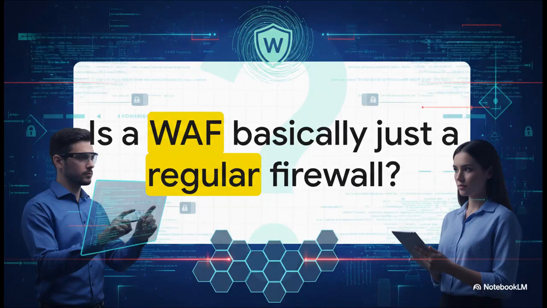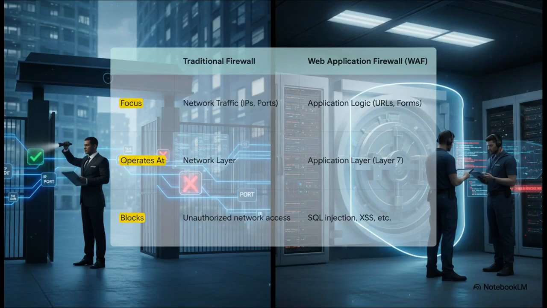So, a WAF, is that just a fancy name for the same old firewall we all know about? It's a totally fair question, and honestly, the difference is super important, so let's get into it. Well, not exactly. Think of it like this.